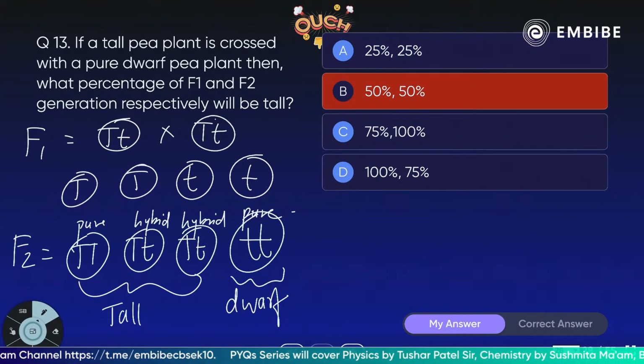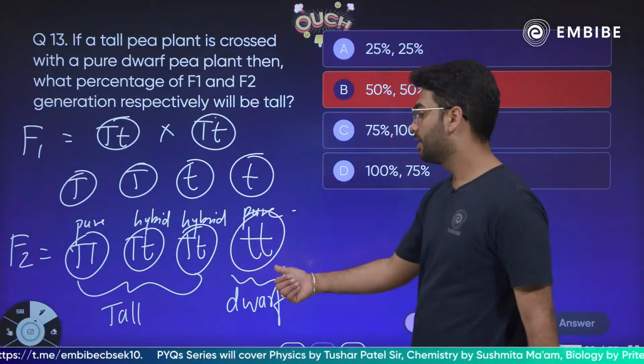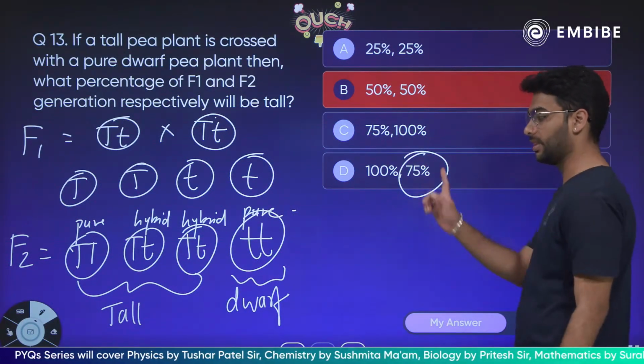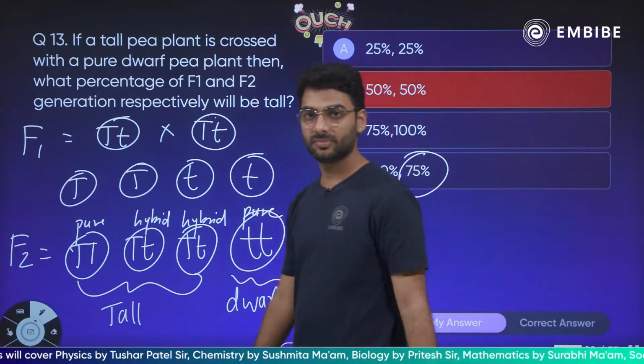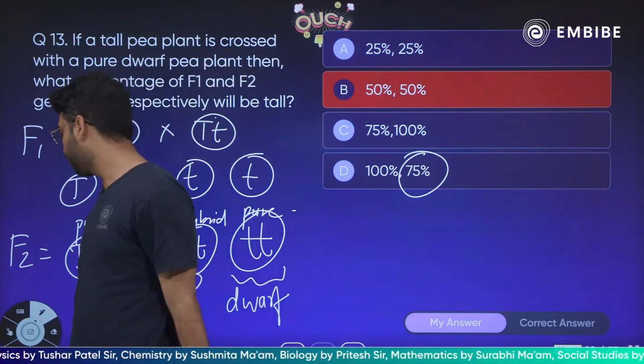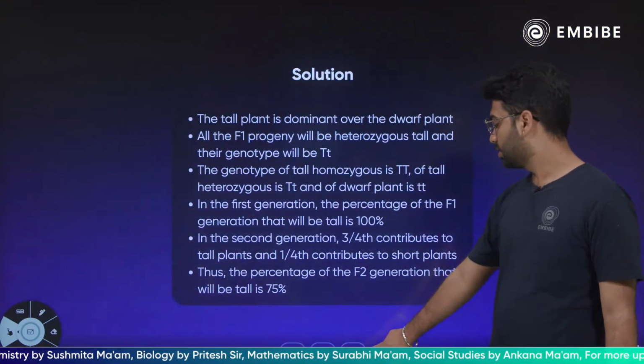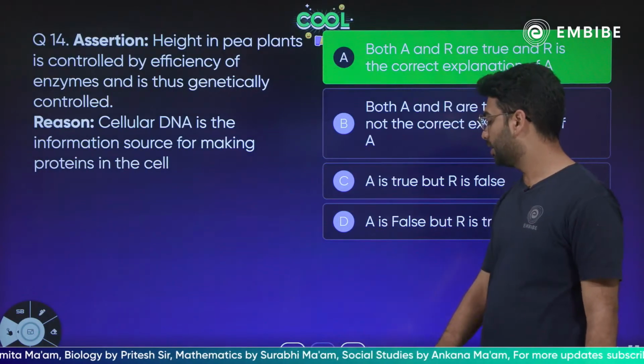ठीक है, पर आप देखोगे 75% टॉल है, 25% शॉर्ट है, इसलिए ये इसका करेक्ट आंसर है और दैट इज व्हाई डी इज द करेक्ट आंसर. ठीक है, यस सुमन, द फर्स्ट फिलियल जनरेशन विल बी 100% टॉल, यू आर राइट. ठीक है, चलिए आगे बढ़ते हैं.